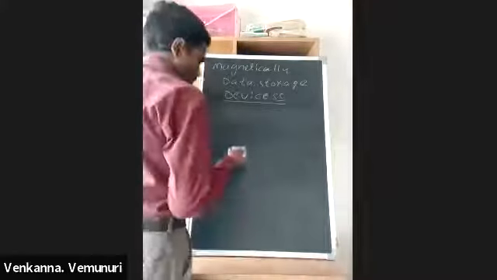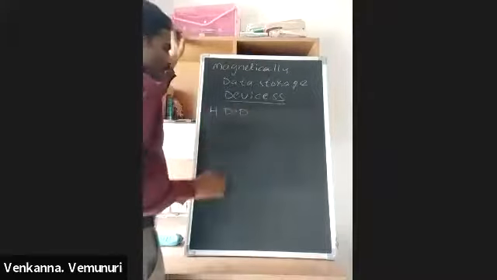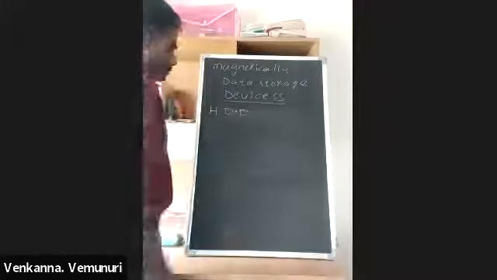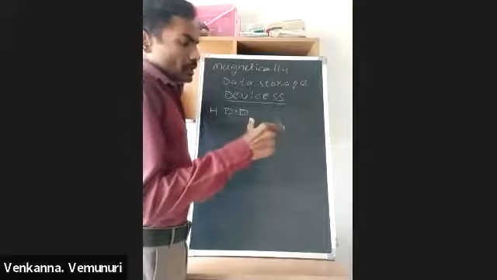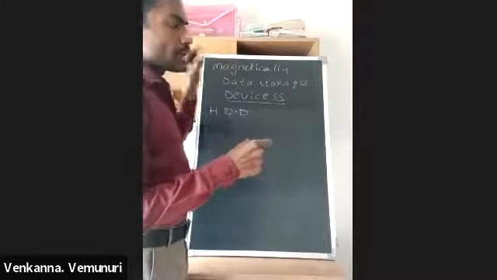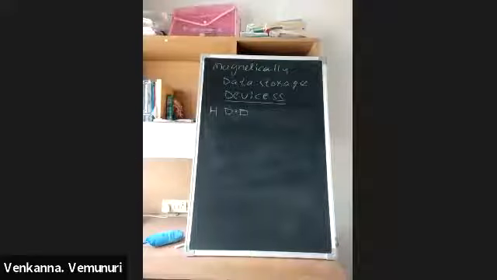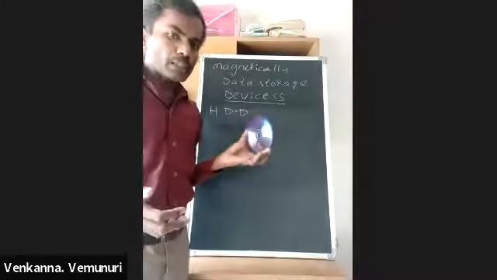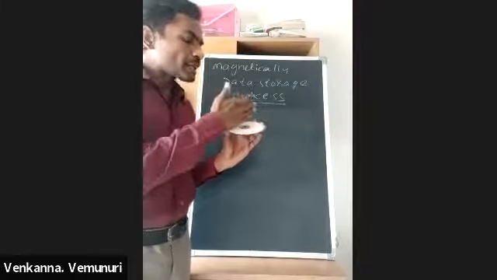Next one is the hard disk. Hard disk drive, HDD. This hard disk internally has one platter. That platter is an aluminum disk coated with magnetic material. For example, this is one aluminum disk, and on the aluminum disk they apply magnetic material.